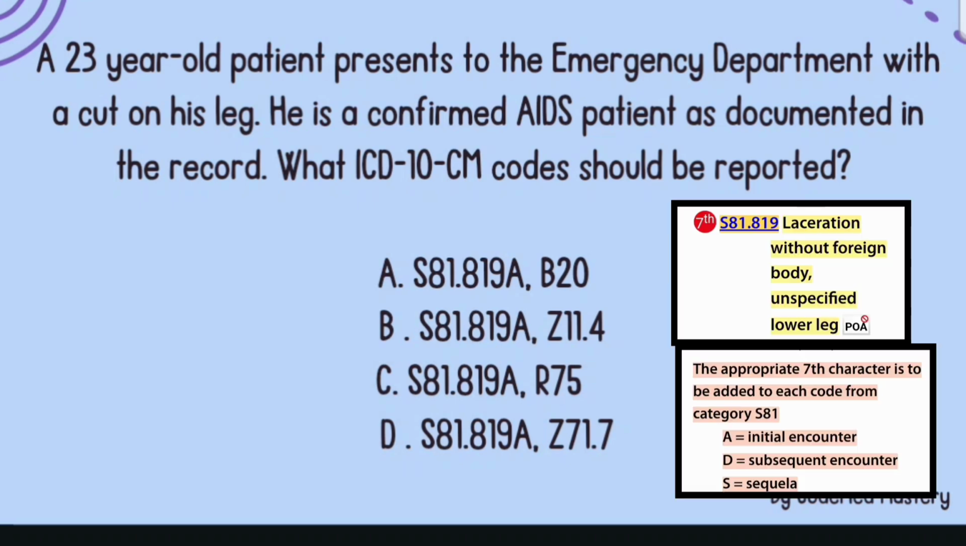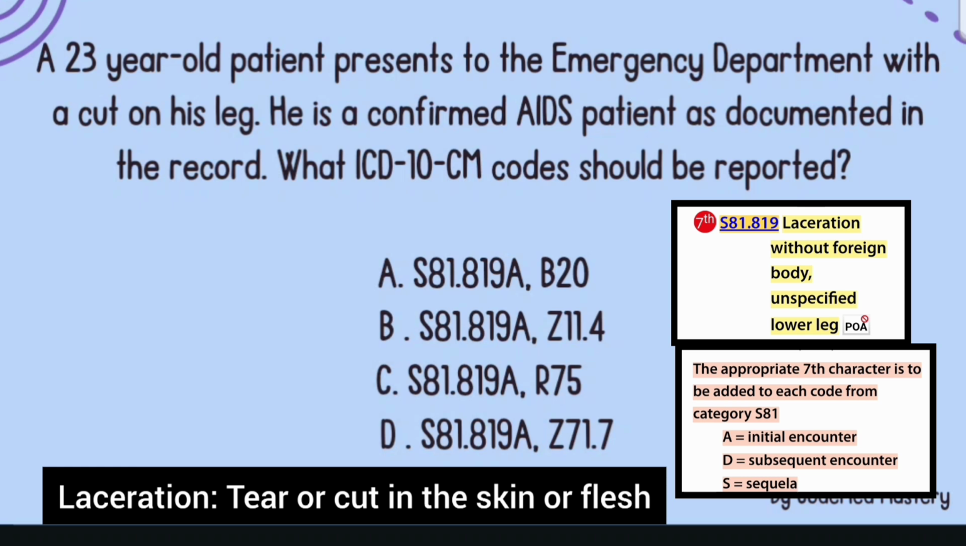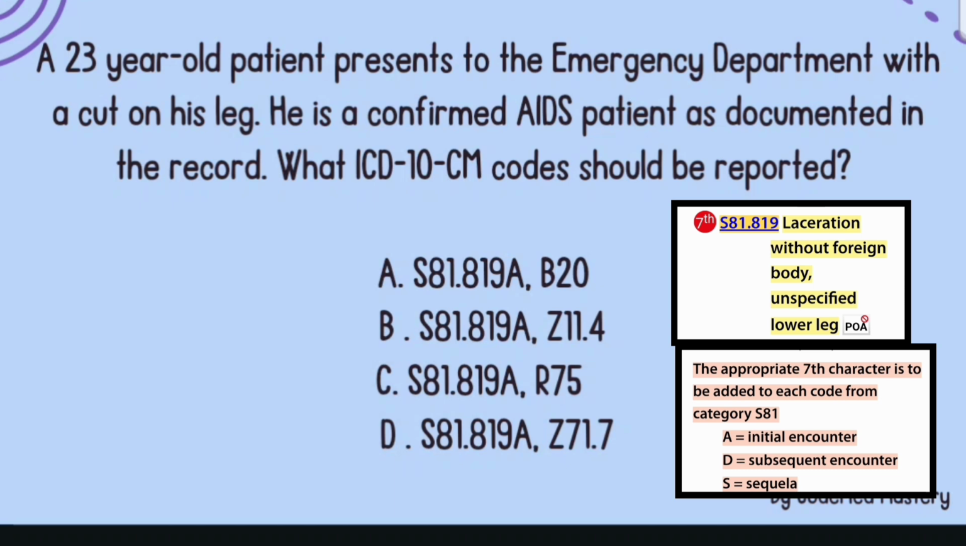The code S81.819 is for laceration without foreign body, unspecified lower leg. In the question they have mentioned a 23-year-old patient presents to the emergency department with a cut on his leg. So they have not mentioned which leg. Therefore, laceration without foreign body, unspecified lower leg is the right code. The meaning of laceration is tear or cut in the skin or flesh. The seventh character A is for initial encounter. Therefore, the first code is correct.